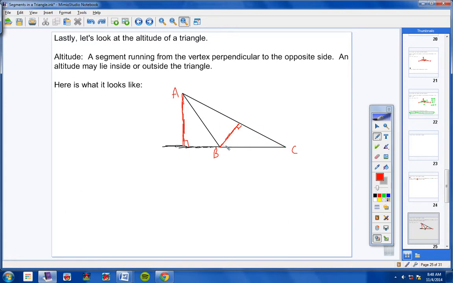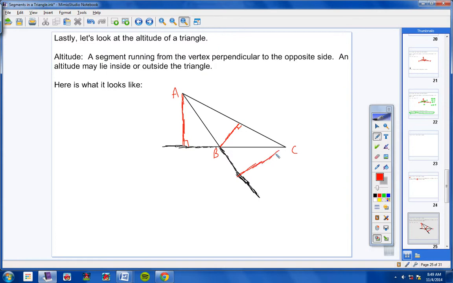So here's what I have to do. Once again, I have to extend the side here like this. I'm extending side AB like this so that I can draw a line from this point here to this line here so that it's perpendicular, okay? So here it is. The altitude would look something like this. Not the best, but it will have to do, okay?